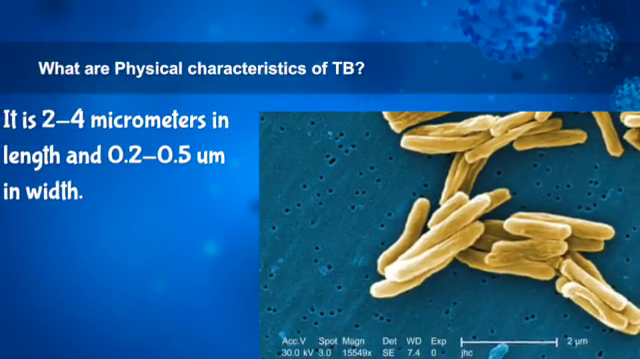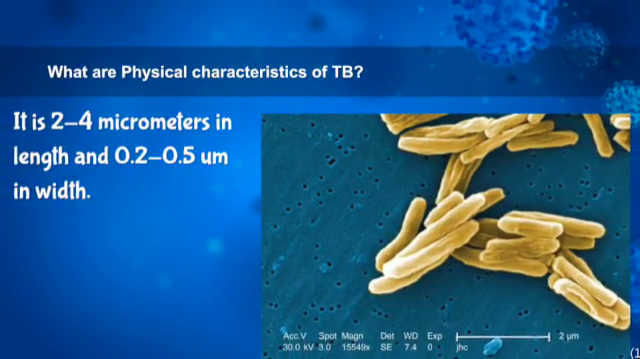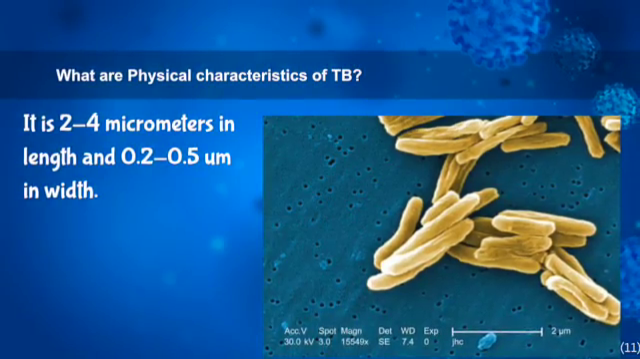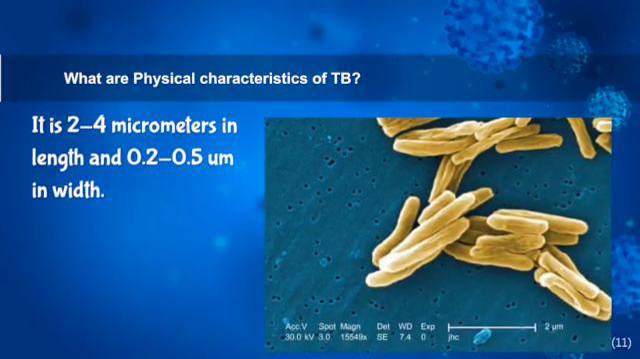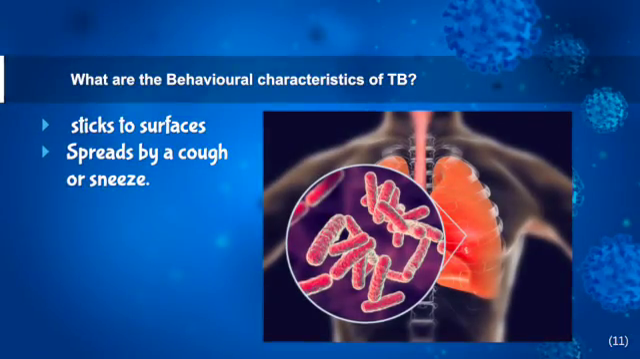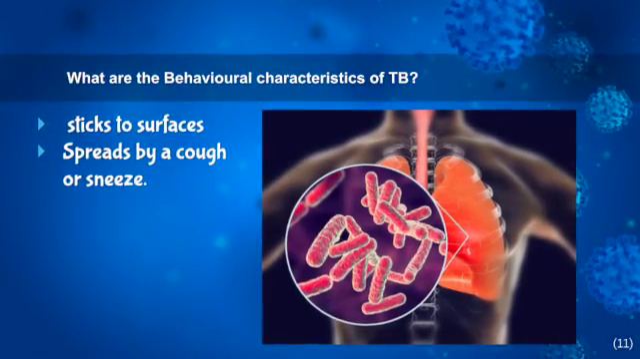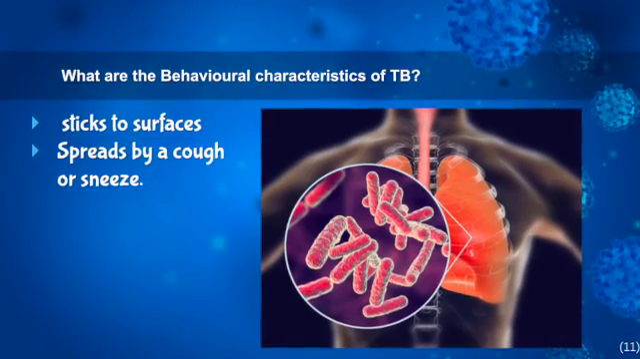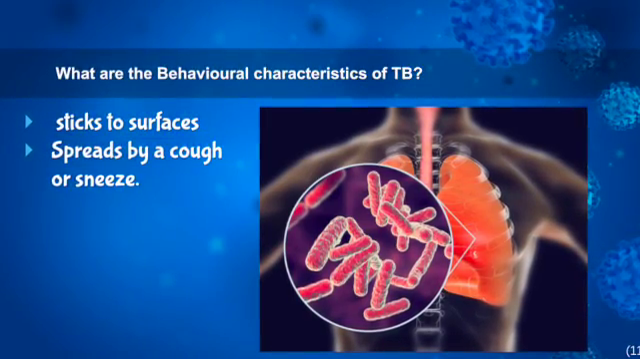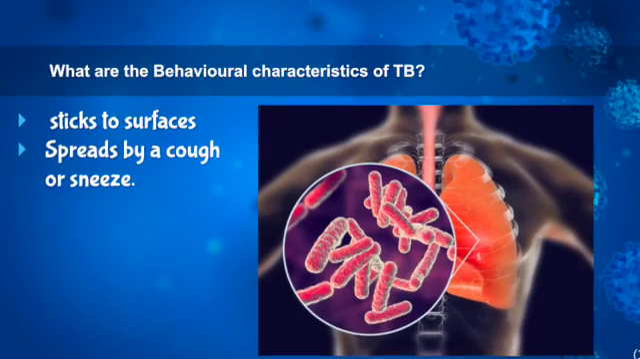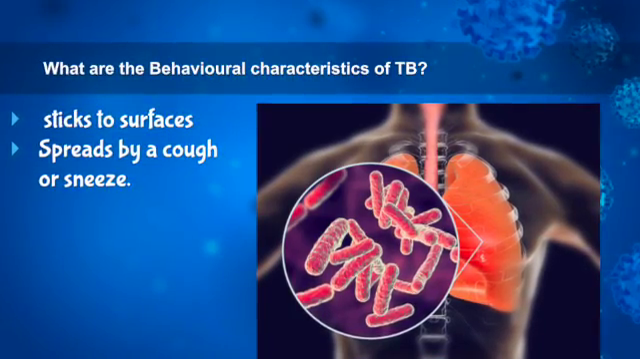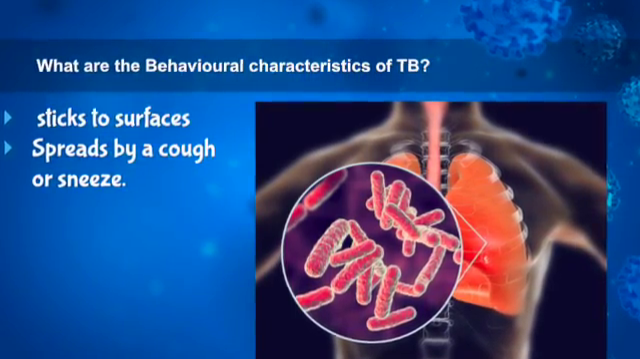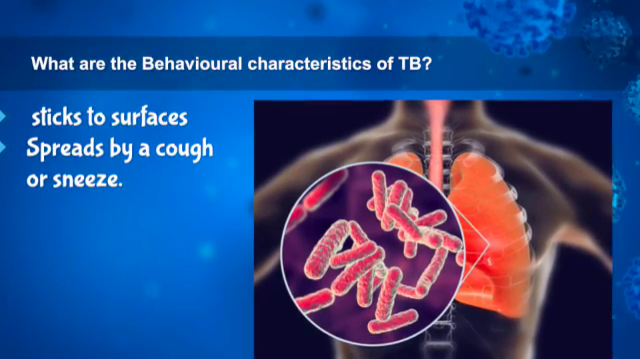What are the physical characteristics of TB? It is 2 to 4 micrometers in length and 0.2 to 0.5 in width, and it looks like little rods that are usually close together. So what are the behavioral characteristics of TB? It spreads from person to person when an infected individual coughs or sneezes out the bacteria, and the method of movement is sticking to the insides of lungs, kidneys, and TB disease is most likely to spread to people you spend time with every day.